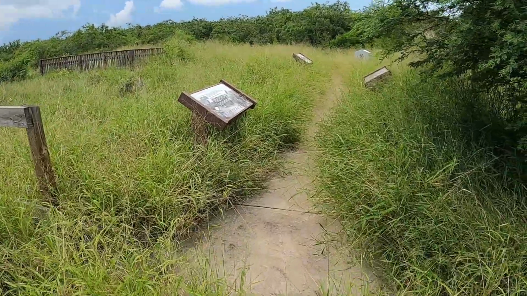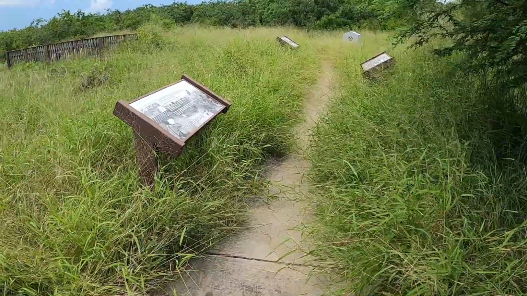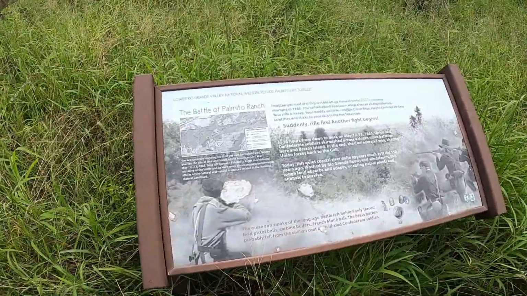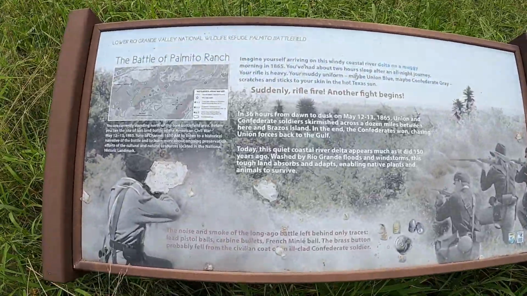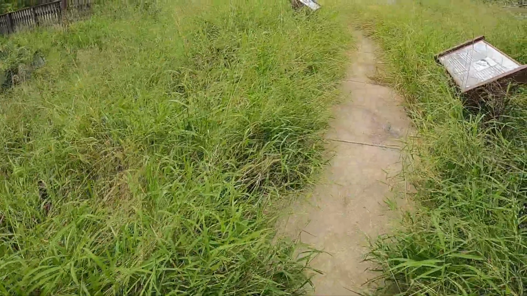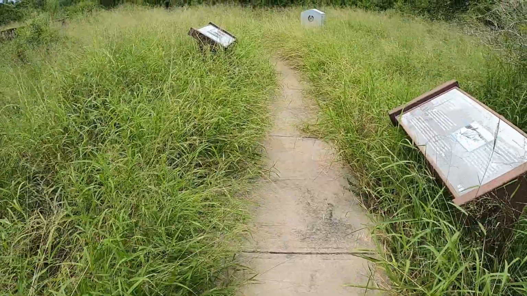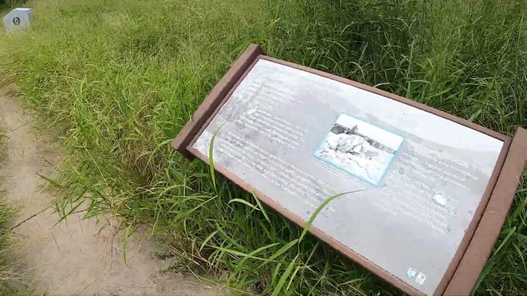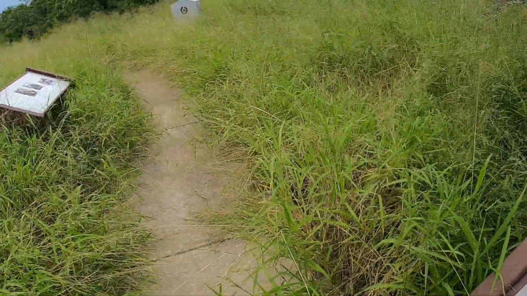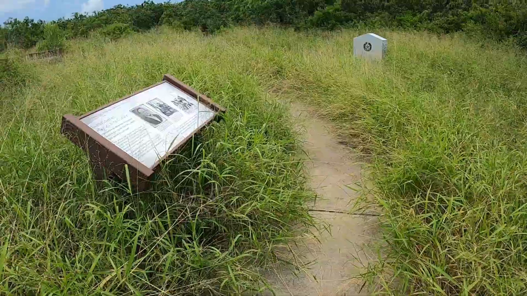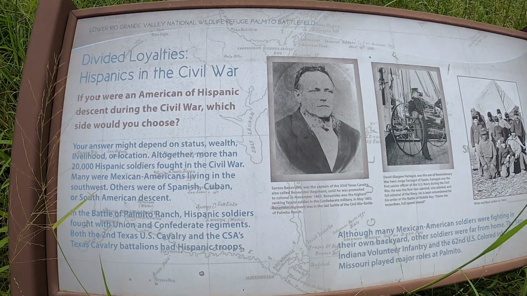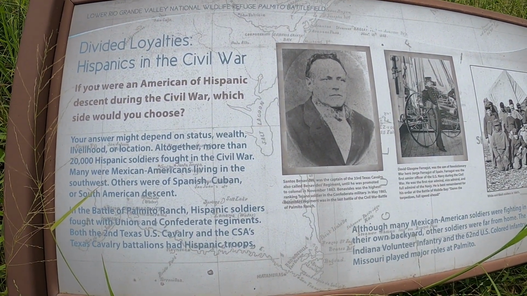So just off the highway to Boca Chica Beach, on a side road, which I believe is called Palmito Hill Road, you've got this no longer maintained parking lot and multiple historical markers that talk about this battle and the Civil War a little bit. Fortunately, it is clearly no longer maintained, but just some interesting history about how the Civil War affected this part of Texas. You had Hispanics that fought for both the Confederacy and the Union.